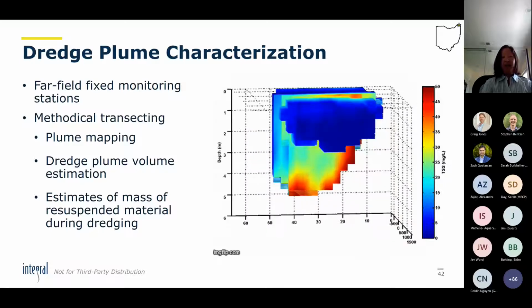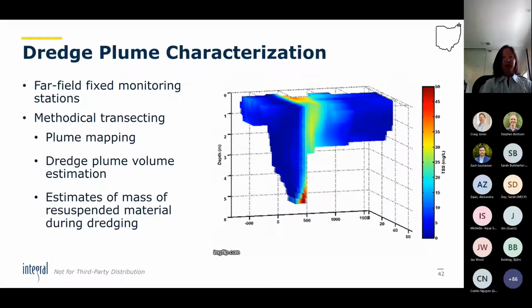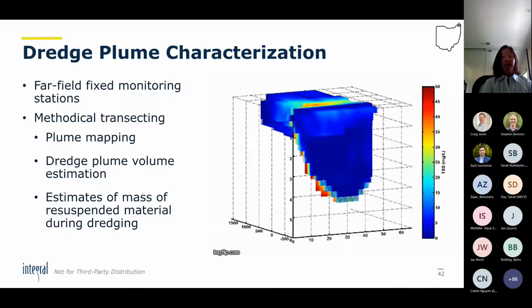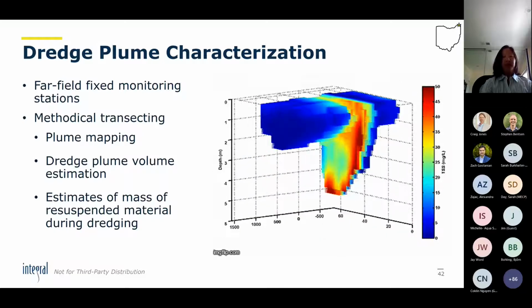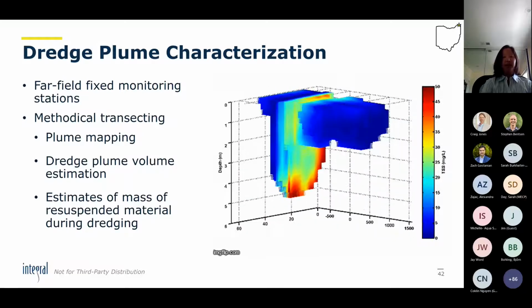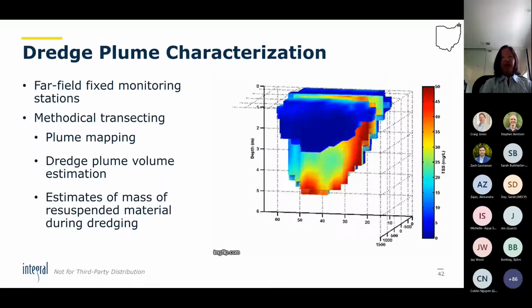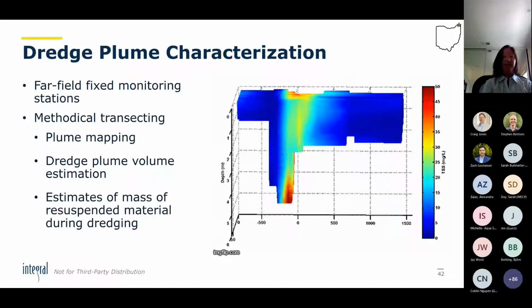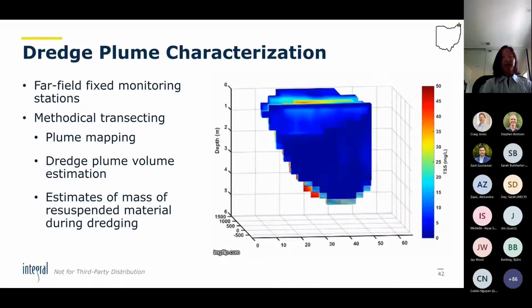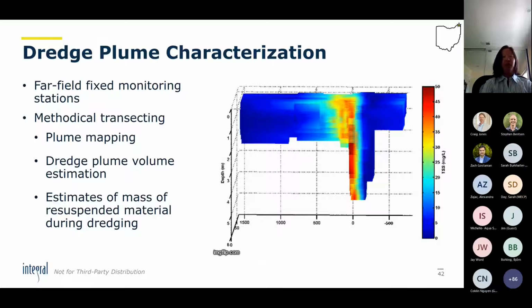So we applied systematic field measurements and optics-based regressions to provide data at the spatial resolution necessary to map and characterize the solids and PCB plume associated with environmental dredging. We mapped the dredge plume in 3 dimensions, estimated its volume of solids and PCBs, and estimated the mass of resuspended material during dredge operations.